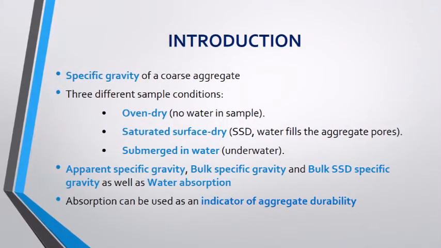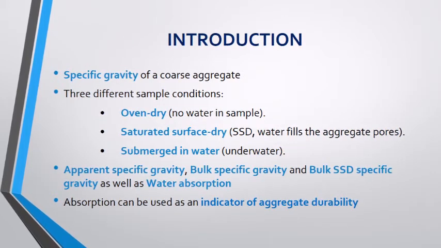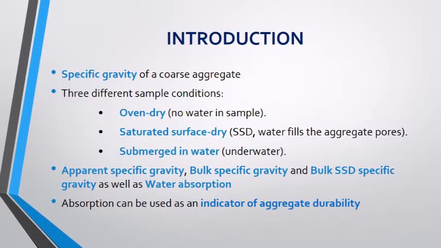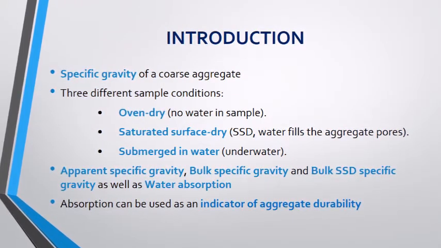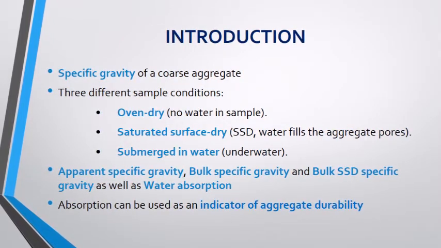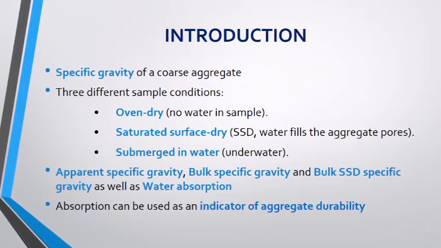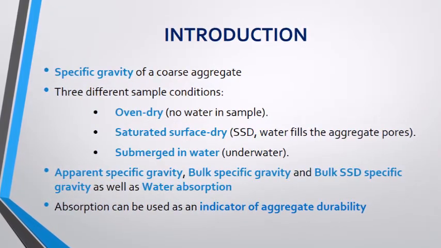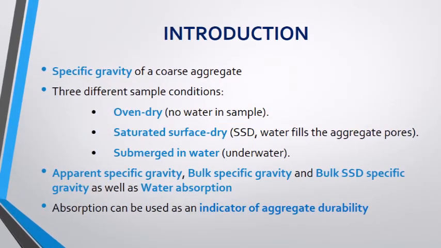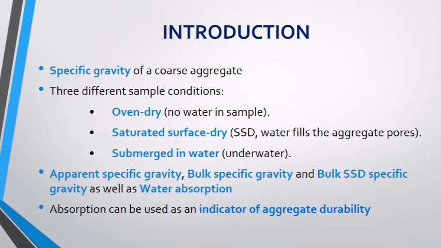The coarse aggregate specific gravity test is used to calculate the specific gravity of a coarse aggregate sample by determining the ratio of weight of a given volume of aggregate to weight of an equal volume of water. The test measures coarse aggregate weight under three different sample conditions: oven dry, saturated surface dry, and submerged in water. Using these three weights and their relationships, a sample's apparent specific gravity, bulk specific gravity, bulk SSD specific gravity, as well as water absorption can be calculated.